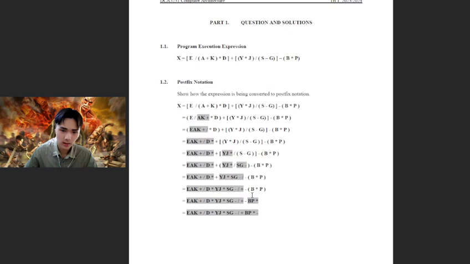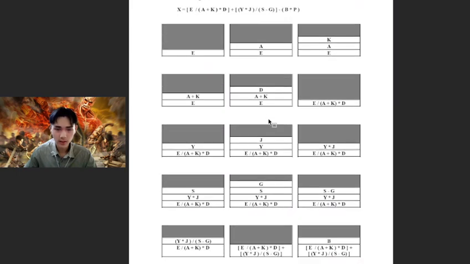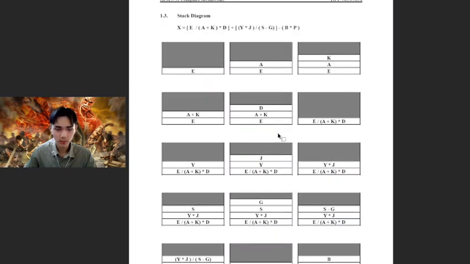Later, we will transform this B times P into BP times. And finally, this minus will be moved to the back and the postfix notation is complete. And when the postfix notation is complete, we will move on to the stack diagram.